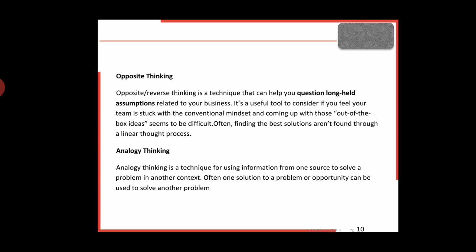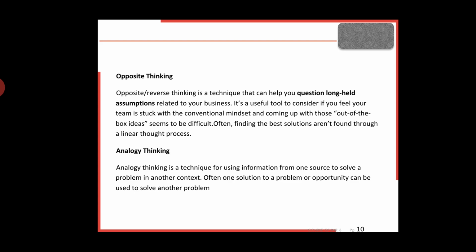If you include opposite thinking and analogy thinking in the SCAMPER technique, these are very important definitions. What is opposite thinking? It means thinking in the opposite way. Opposite thinking is also known as reverse thinking. It is a technique that can help you question long-held assumptions related to your business purposes. It's a very useful tool to consider if you feel your team is stuck with a conventional mindset and you want to come up with out-of-the-box ideas.